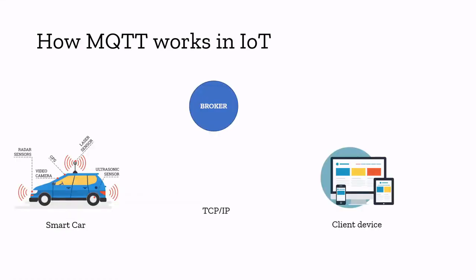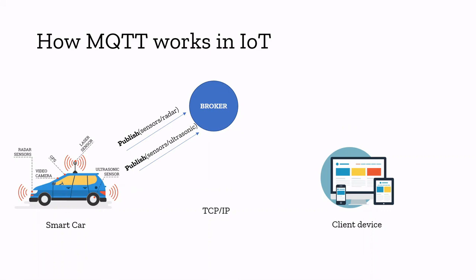Now let's see how MQTT works in an Internet of Things scenario. Let's say you own a smart car or an autonomous car, which has a lot of sensors like radar sensors, laser sensors, ultrasonic sensors. You're planning to use MQTT to monitor the performance of the car, get the data in real time, and monitor it in a dashboard. So you're going to use a public broker available on the internet, and you are going to publish your sensor data to this broker.